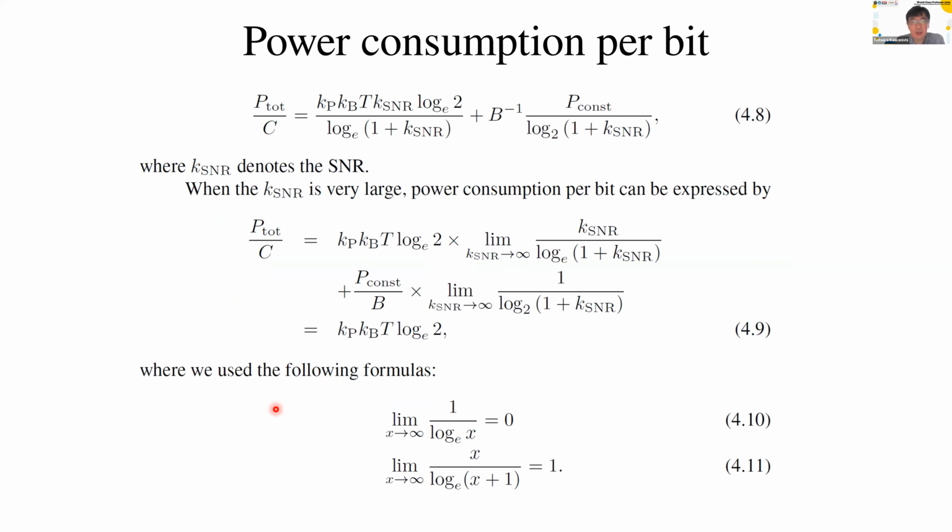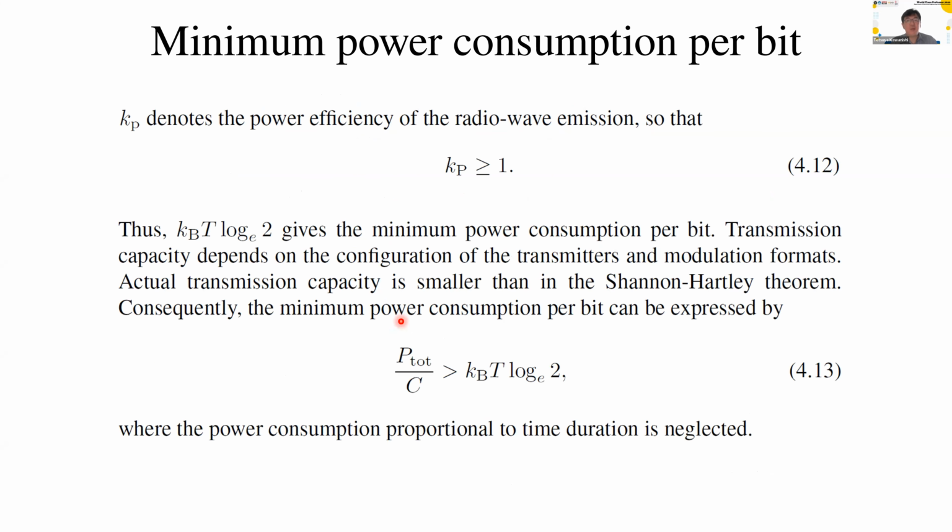And I will skip the detailed explanation, but the power consumption per bit can be described by these two components. This one will be the constant, and this one will be inversely proportional to the bandwidth. And by using the sum formula, we can get a simple equation. And the minimum power consumption per bit can be described by this simple equation. Here is the logarithm of 2 and the noise part.